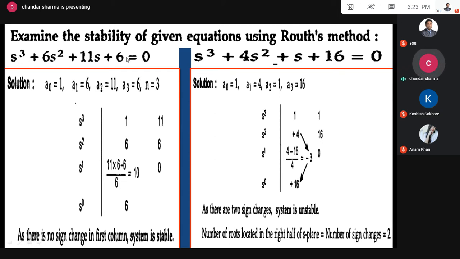All the coefficients have a positive sign. None of the coefficients have a negative value. Then after satisfying the necessary condition, we have to go for the sufficient condition. Here there are no sign changes in the first column of Routh's array. We can say the system is stable.